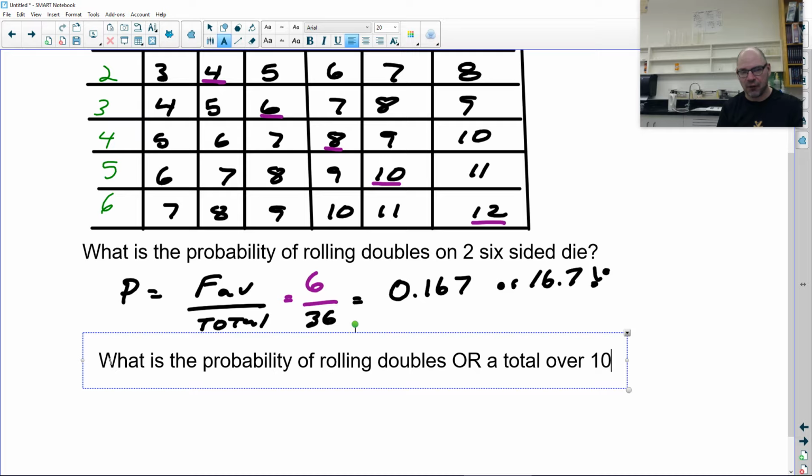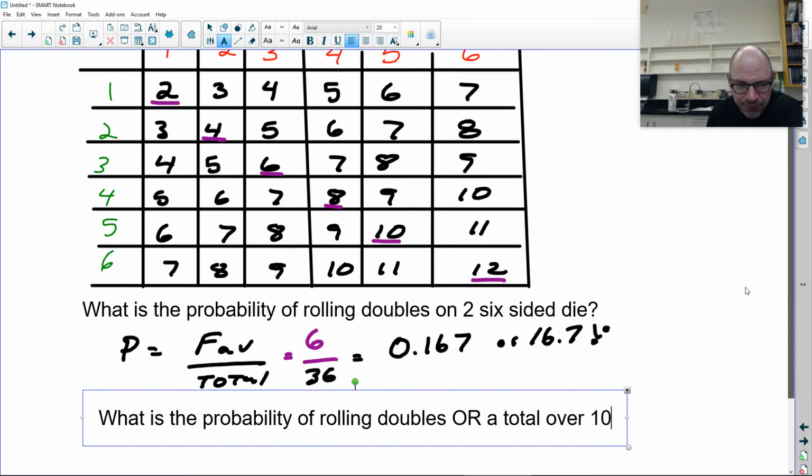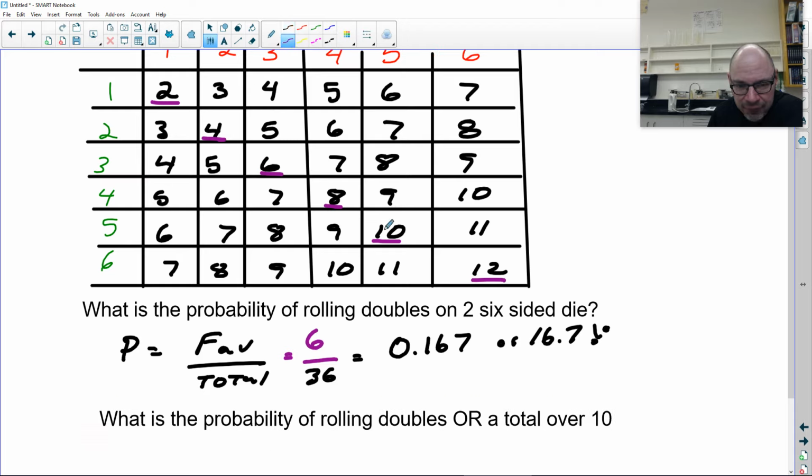So this is a tricky one. We've got our doubles underlined already. Now we just need totals over 10. Well, if we look at our chart, 10's not over 10. It's equal to 10. So we've got to add in here those two. We don't want to count these twice, so we just add that one and add that one. We don't want to count that one twice. That's over 10, but we already counted it in doubles. So now what do we have? 6, 7, 8. We have 8 out of 36.